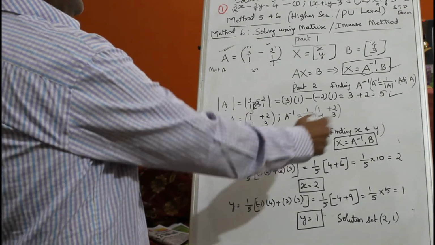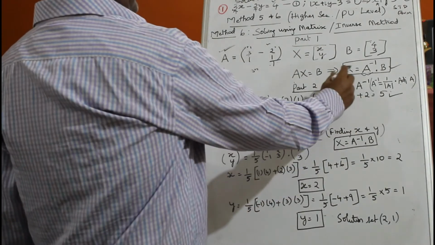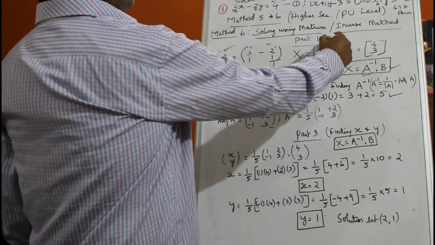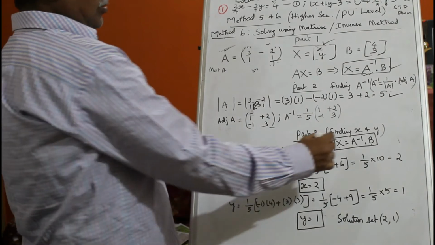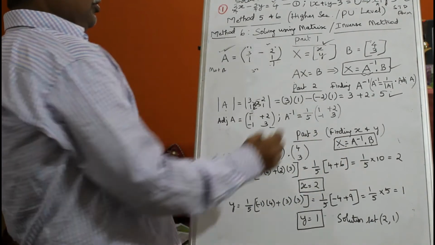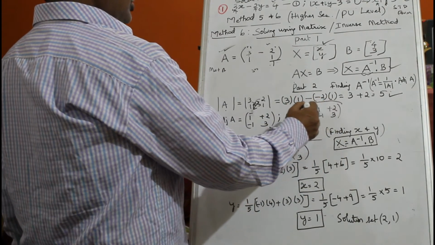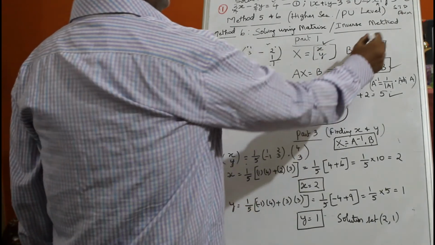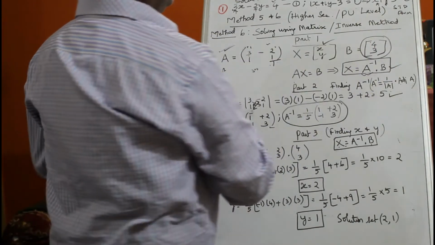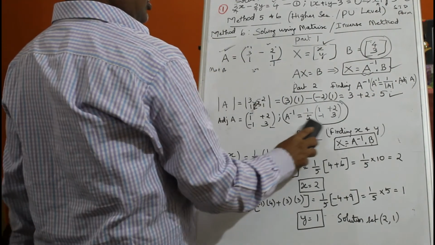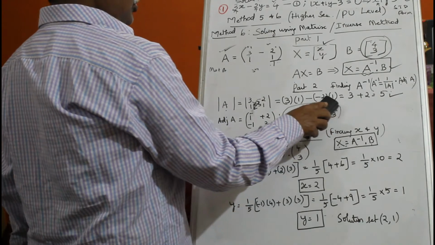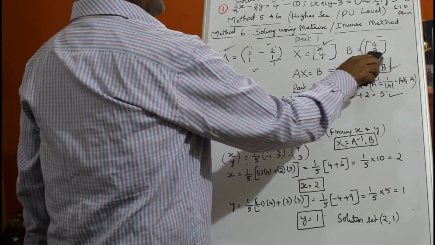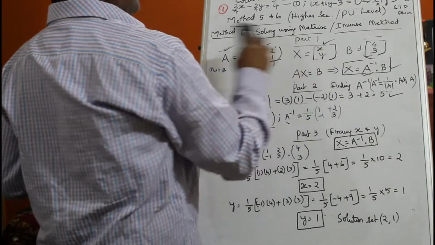Now in part 3 you have to find x and y. So you must take this equation, x equal to A inverse B. Your x is nothing but this one, put it on the left hand side. Put the equal to, then A inverse, you substitute all this. This whole thing is called A inverse, and this one is called B. So you substitute all this: A inverse, then B, and x also. This is called x.